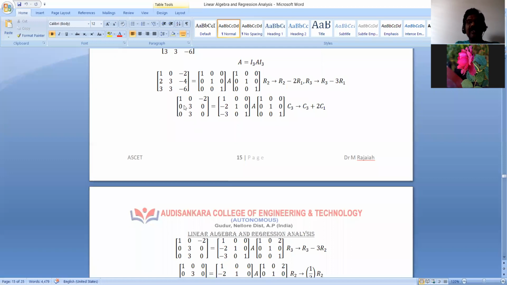We have to reduce the first element of the second column and the first element of the third column to 0 by using column operations. But luckily we have 0 in the first element of the second column. Then we have to reduce the third column's first element to 0 by using column operations. For that we have to substitute C3 plus 2 into C1.